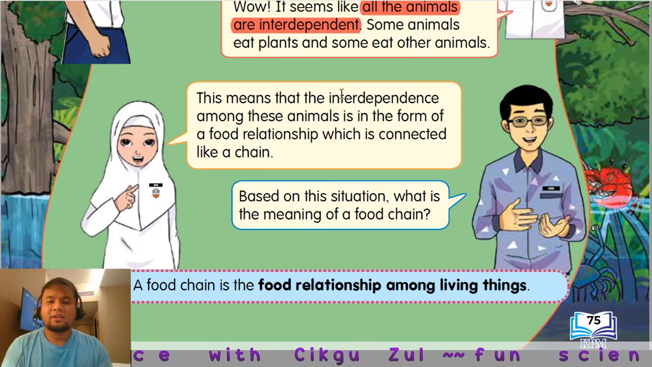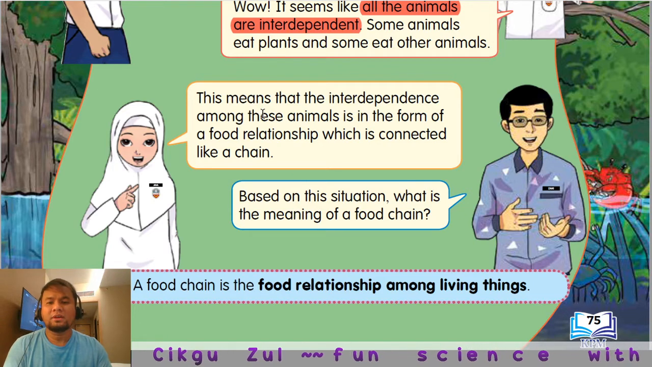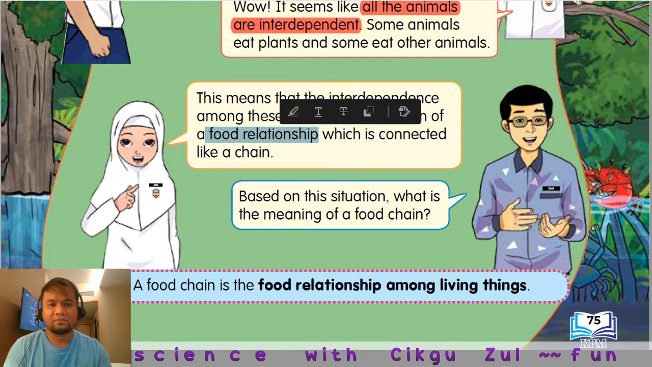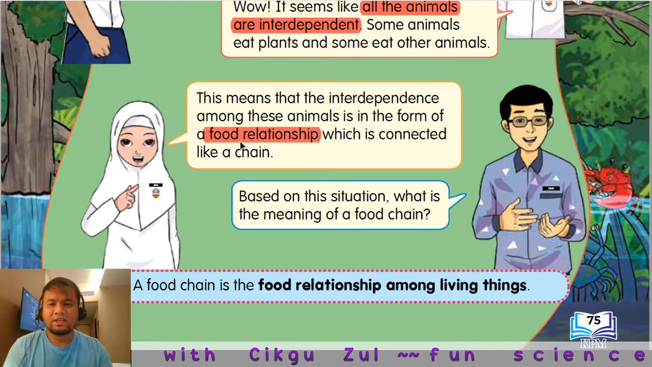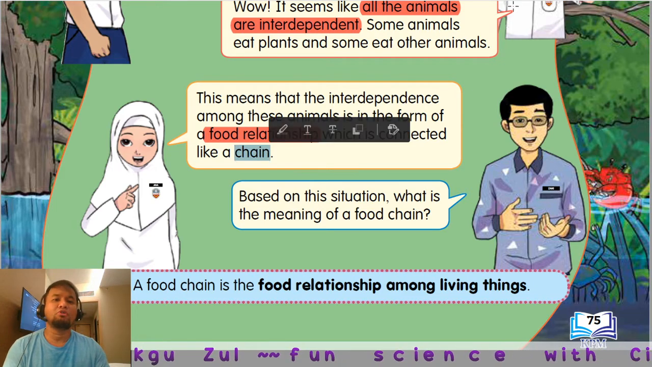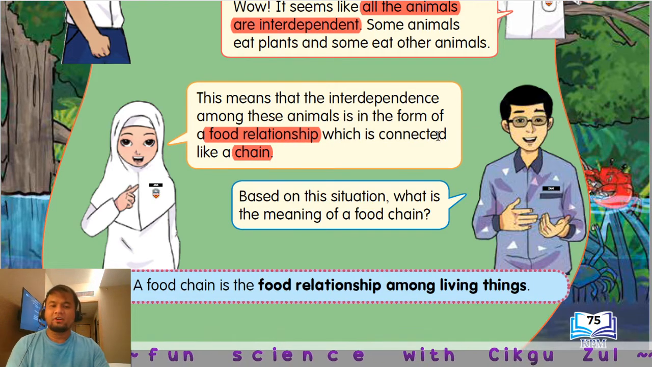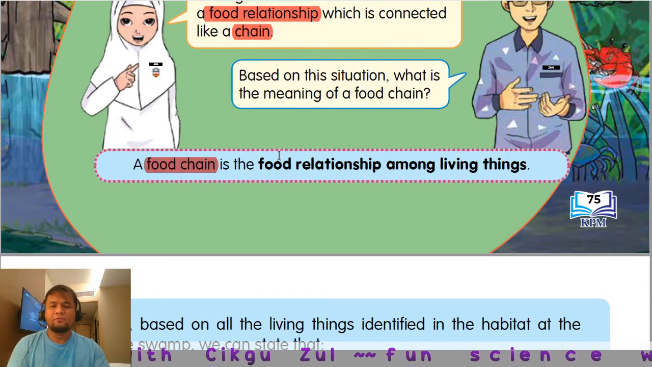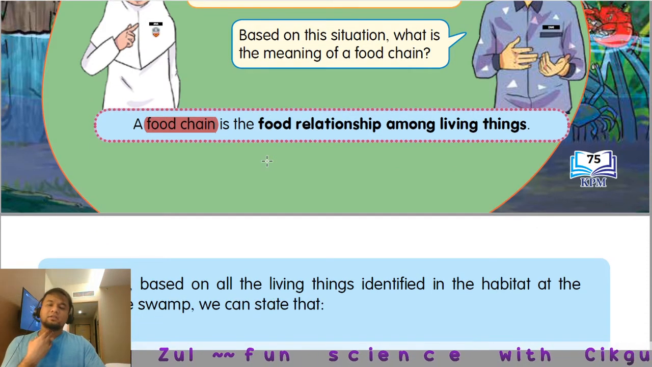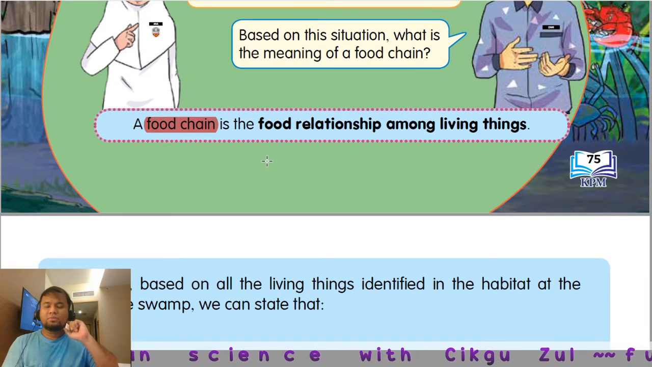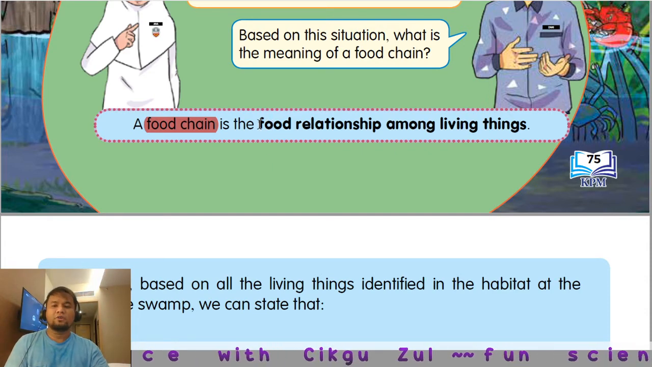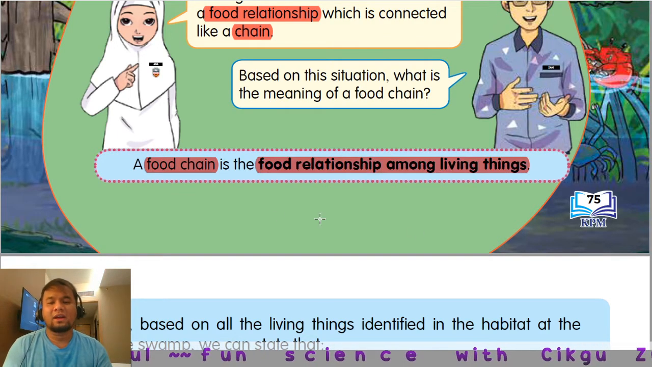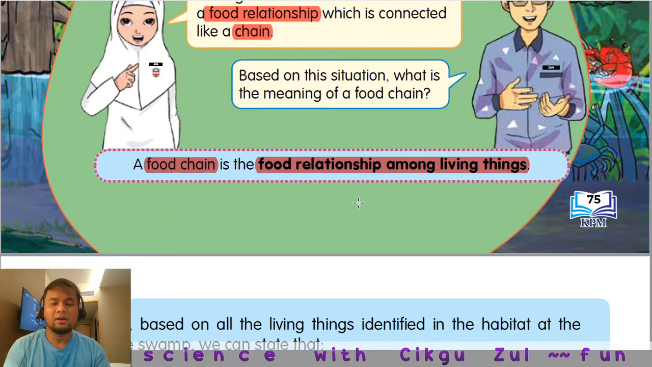This means that the interdependence among these animals is in the form of food relationship, which is connected in a chain. Dia dihubungkan dalam satu rantaian. Okay, so what is the meaning of food chain? A food chain is the food relationship among living things. You can see there in the blue box, it is already defined for us. We just have to memorize the meaning. Understand? Ini saja. A food chain is the food relationship among living things.